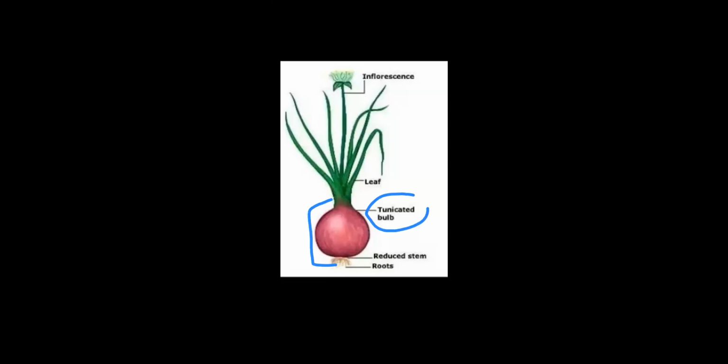Tunica means covering. So this entire stored food, the bulb-like structure, is covered with that papery structure. So it is a tunicated bulb, just like we say rhizome for ginger and tuber for potato. In onion, the stored food has the specific name tunicated bulb. This one we call a simple tunicated bulb.